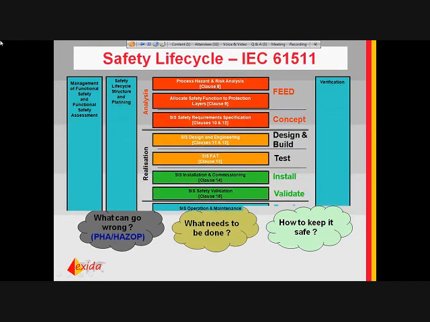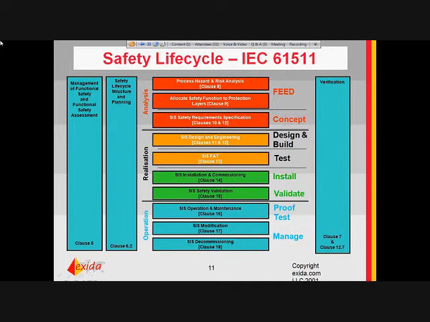If we look at the safety life cycle in a more formal chart, we'll see we've got 3 general phases: analysis, realization, and operation. And then we also have supporting processes that are in play through the entire life cycle: management of functional safety, safety life cycle structure and planning, and verification steps. These 3 vertical columns are done throughout the entire life cycle as support functions.